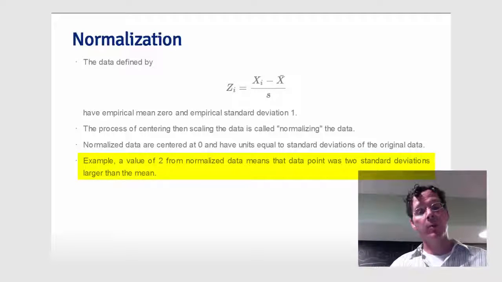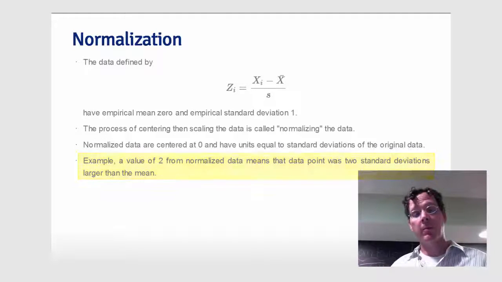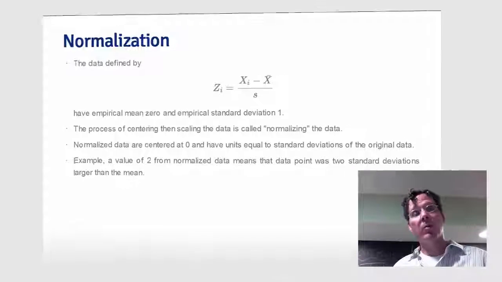As an example, if something has a value 2 in normalized data, that means that the data point was 2 standard deviations larger than the mean. As its name would suggest, normalization is an attempt to make otherwise non-comparable data sets comparable.